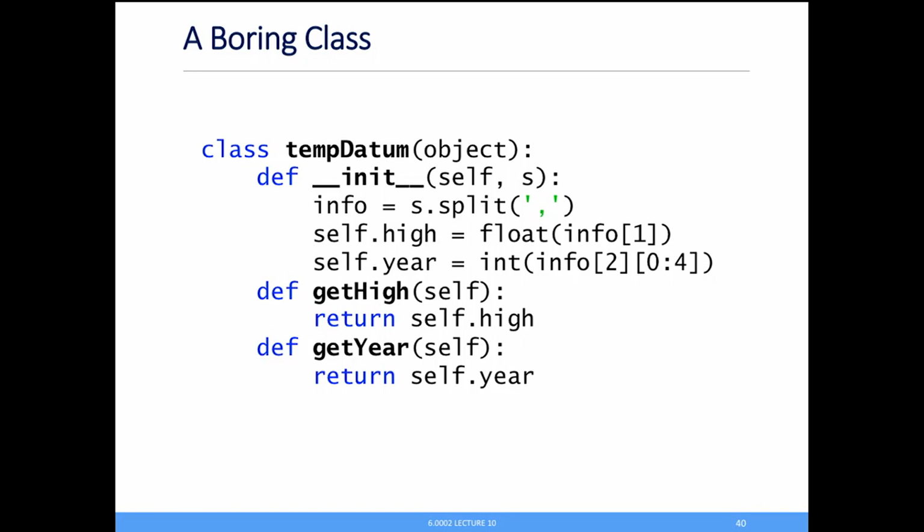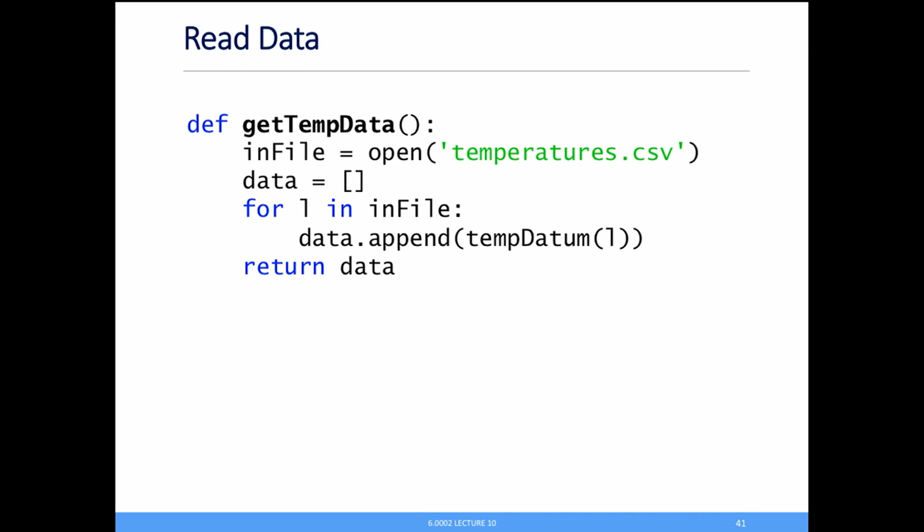But here we go. A simple class that builds temperature data. It just reads in some information, splits it up, and basically records the high for the day and the year in which I got that. So for each day I've got a high temperature for that day. I'm going to give you back the high temperature and the year in which it's recorded, because I don't care whether it was in January or June. A little function opens up a file. We've actually given you that file if you want to go look at it. It simply walks through the file, reading it in, and returning a big list of all those data objects.